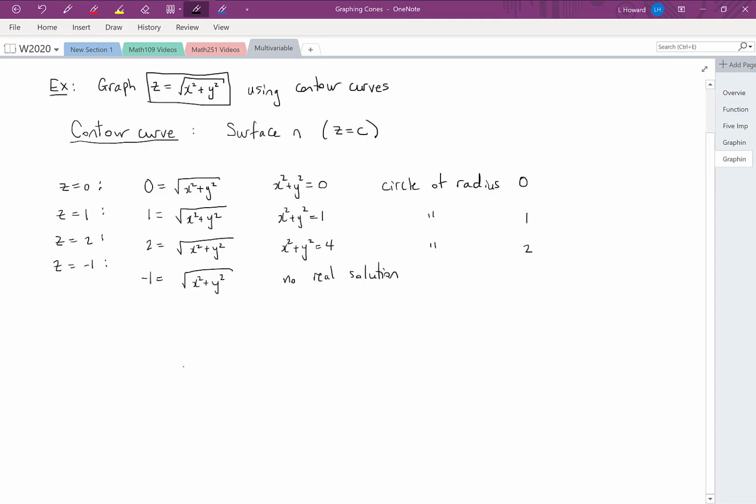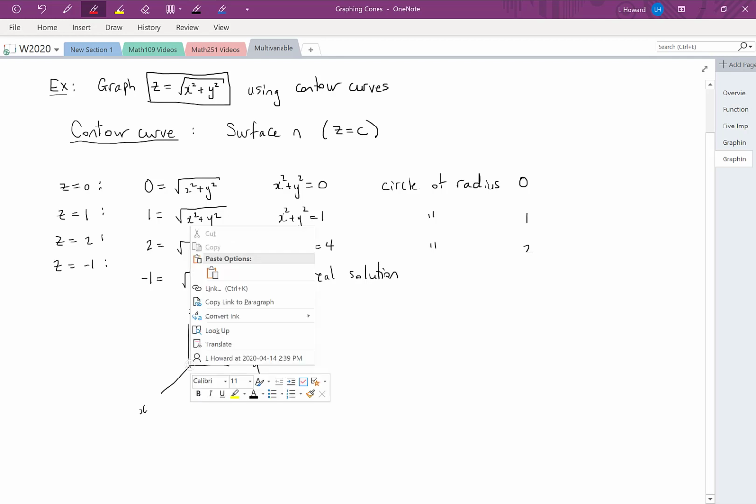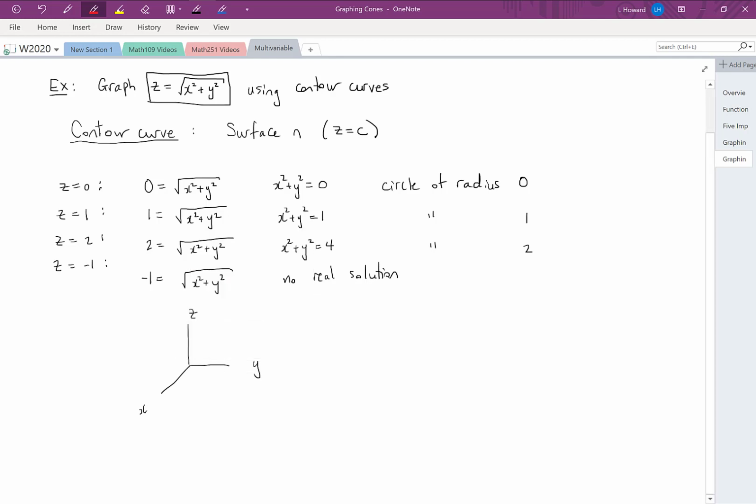Let's see if we can draw our surface in 3D using these contour curves. So here are our three axes, our x, y, and z axes. Let's think first about the contour curve for z equals 0. That is sitting at a height of z equals 0, and what that's producing in the x and y directions is a circle of radius 0. In other words, we're just getting a single point, the point (0, 0, 0).